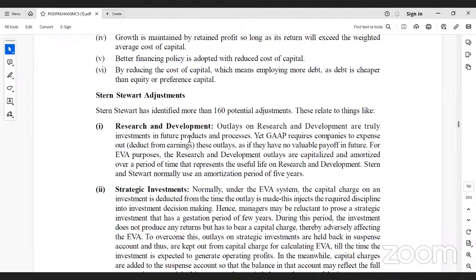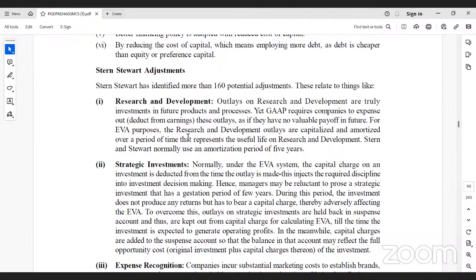Stewart proposed 160 adjustments, but 10 are more relevant and more popular. One of them is research and development. Every firm has to spend money on research and development, especially pharma companies. For example, Dr. Reddy's Laboratories develops a medicine. Initially they get a lesser return, but over a longer period the firm gets a higher return.